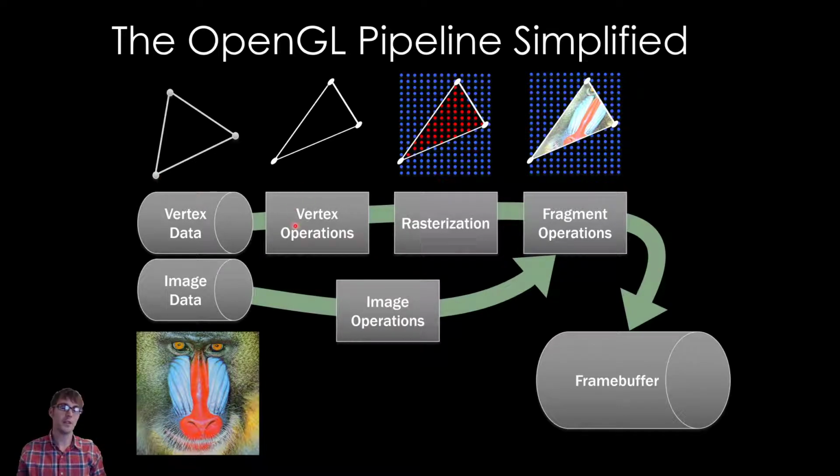Then you do vertex operations. You do transformations. You change coordinate systems. Then you do rasterization. You turn it into fragments. You say, okay, these are my fragments of my triangle. The other ones don't touch them.